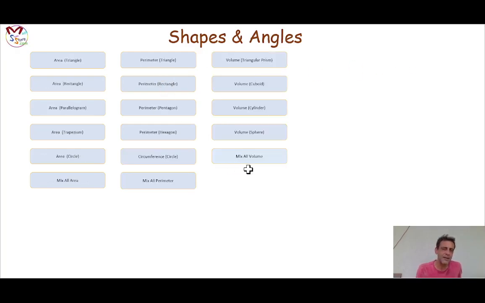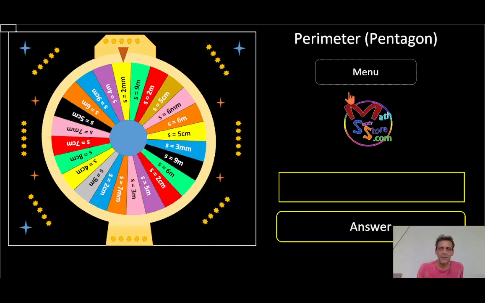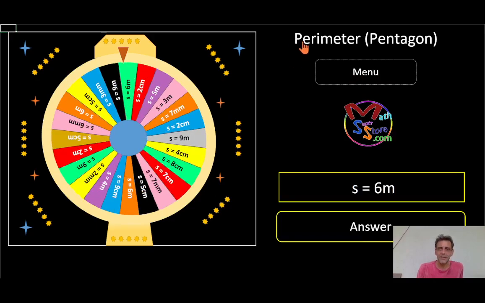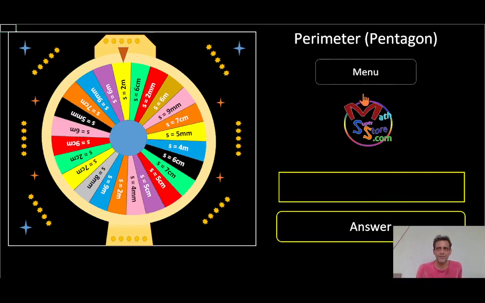Let's go for area and perimeter. I'm not going to go through the other sub-menus. The cosine and sine rule I know has just got the sine rule, the cosine rule, and mix them. So we've got area of a triangle, area of a rectangle, parallelogram, trapezium, circle, mix all areas. We've got perimeter of triangle, rectangle, and the circumference of a circle, mix them. And we've got the volume of triangular pyramids, triangular prism, cuboid, cylinder, sphere. And we just choose one and then go back to, so this is a perimeter of a pentagon, the side 6 meters, and I've chosen another one.